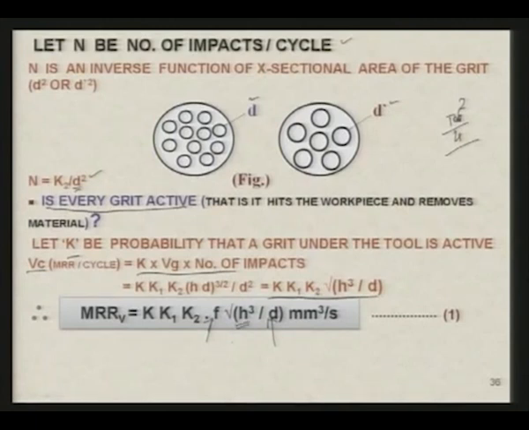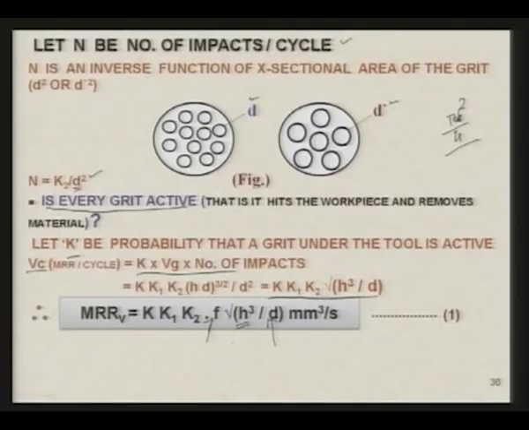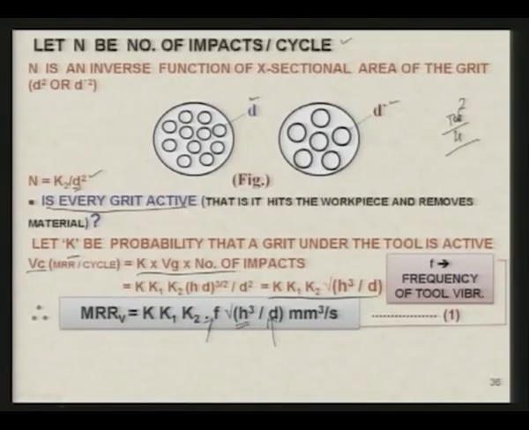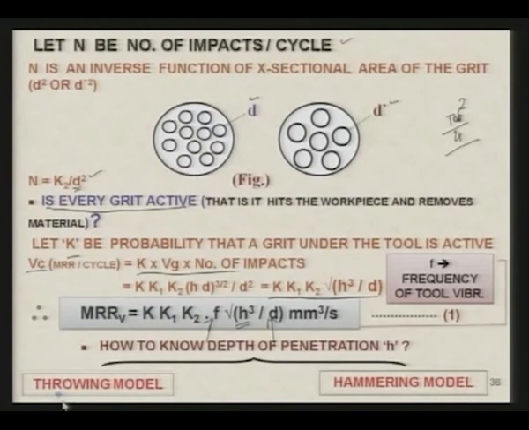Now, h is not known, and this h will be different for the two types of model that I mentioned, throwing model and hammering model. So, what we have to do now is find the value of h for throwing model and hammering model separately, and f is the frequency of the tool vibration we already know. So, the question is how to know the depth of penetration h. So, he proposed two models, hammering model and throwing model. We will try to find out the value of h from throwing model and hammering model.